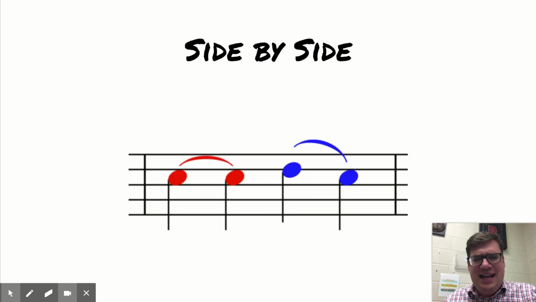So side by side, that's what they look like. Notice that you can see these are both on the same space, and so they're the same note, and they are tied together. These are on different notes, and so they are slurred together. In both cases, you tongue here and then you don't tongue until the end. You would tongue here and you don't tongue until we get to the next note in the next measure.